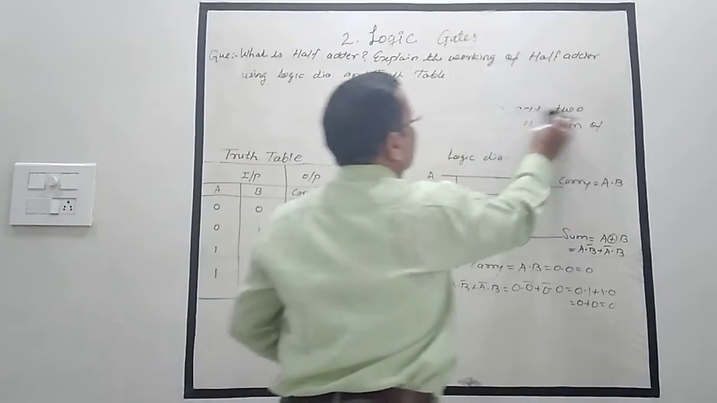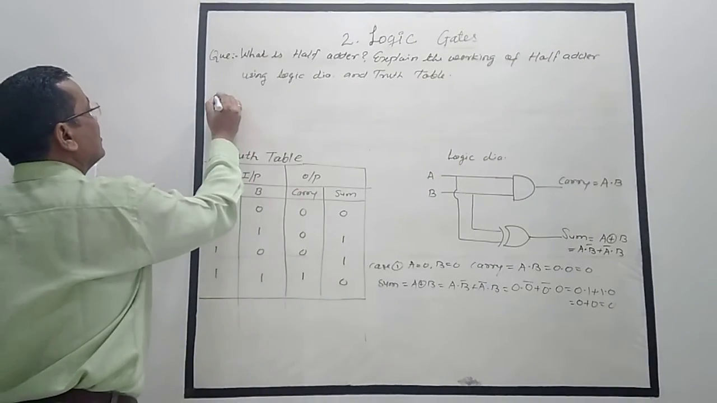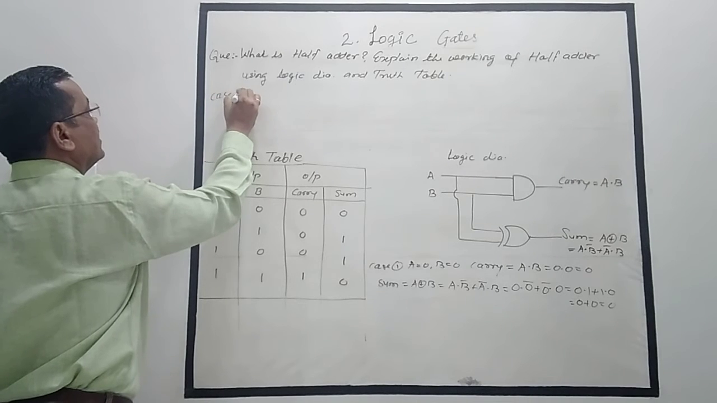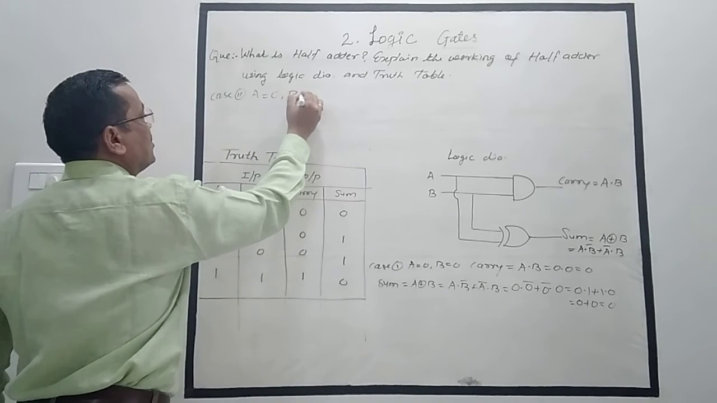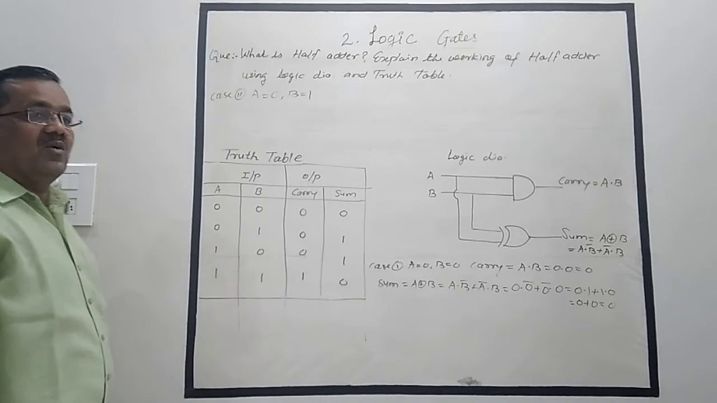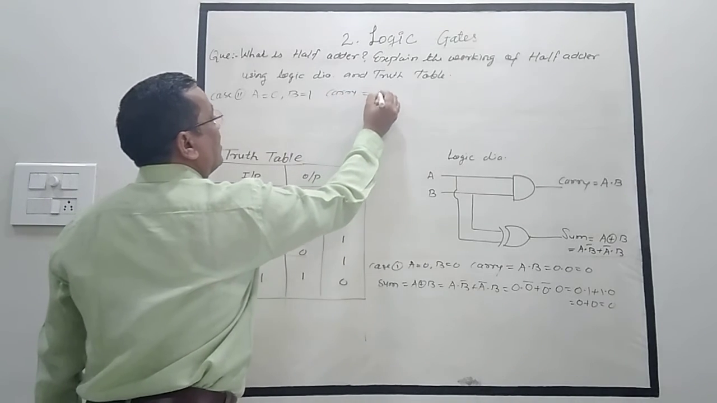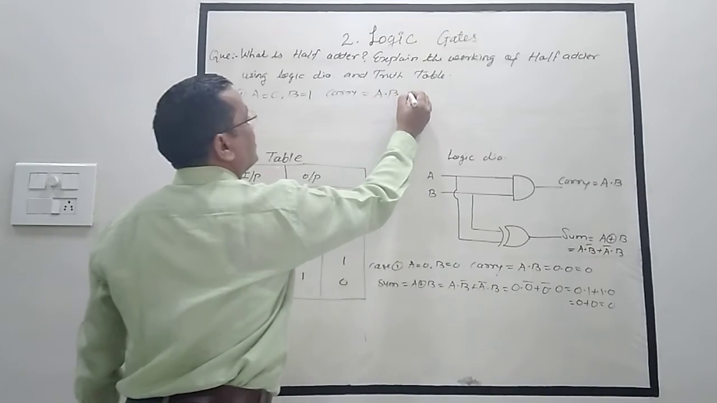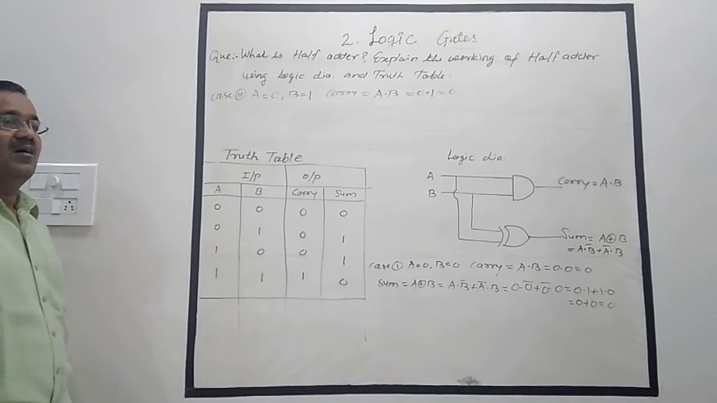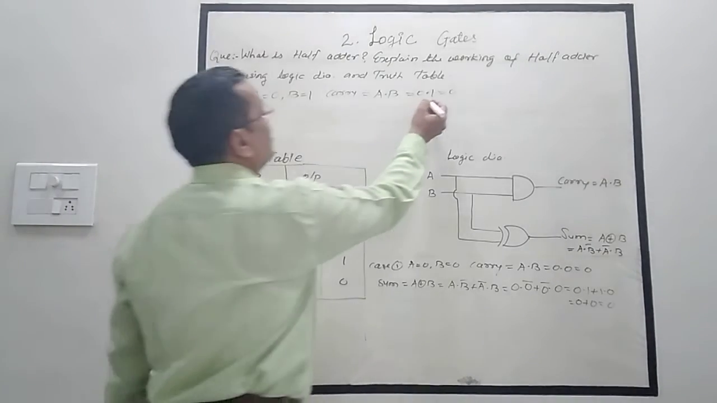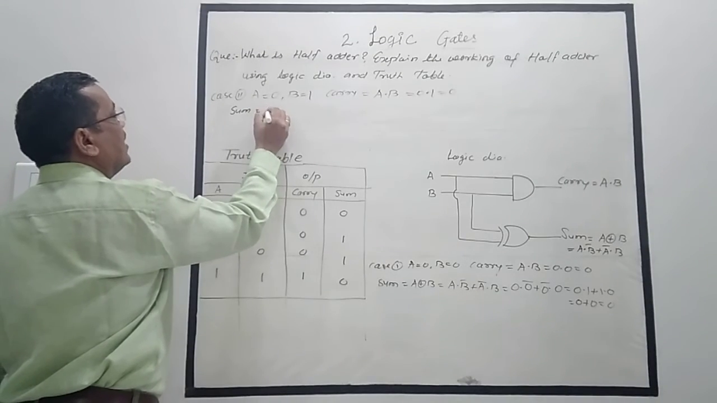In the second case, A is equal to 0, B is equal to 1. Carry is A dot B, 0 dot 1 is equal to 0. Hence, carry is 0. What is sum? Sum is equal to A XOR with B.